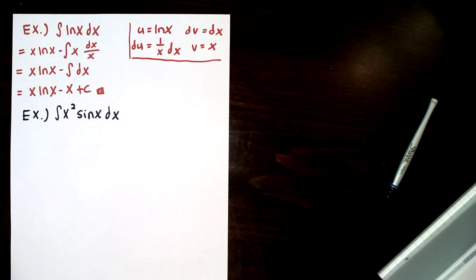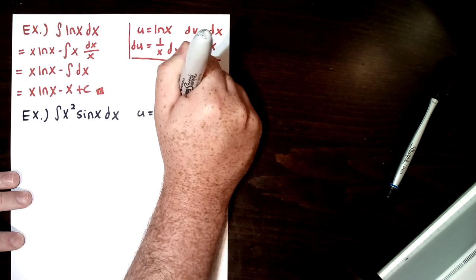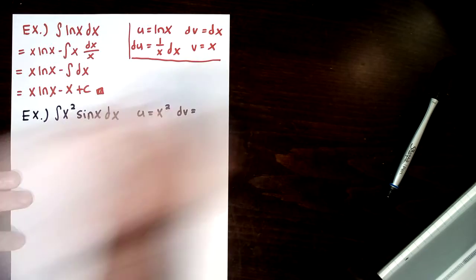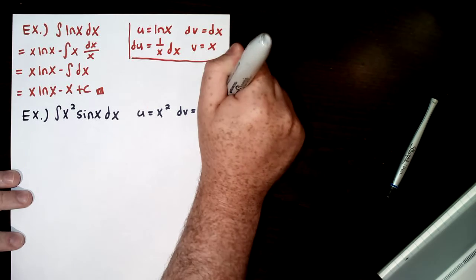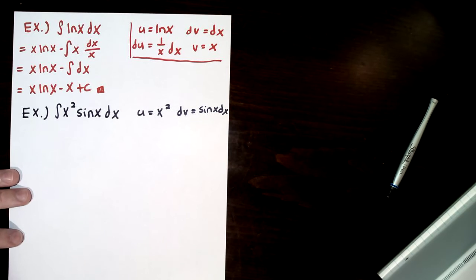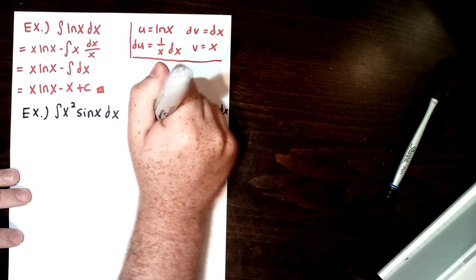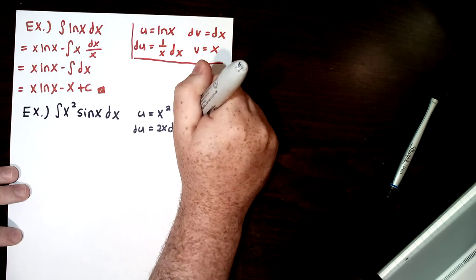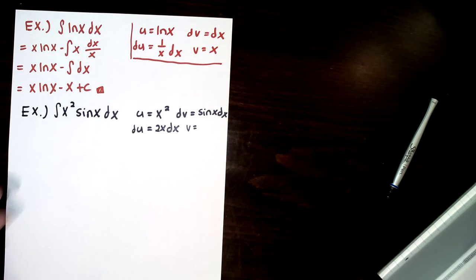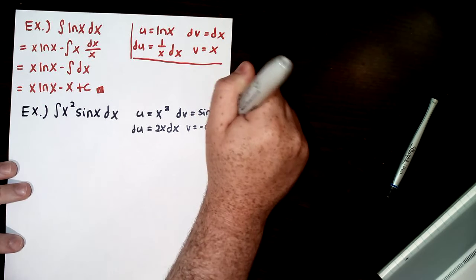So first, let's go ahead and start off by setting u to be x squared, and we'll go ahead and set dv to be sine x dx. Let's go ahead and differentiate u. So du is equal to 2x dx. And think, the derivative of which function is equal to sine of x? That'll be negative cosine x.